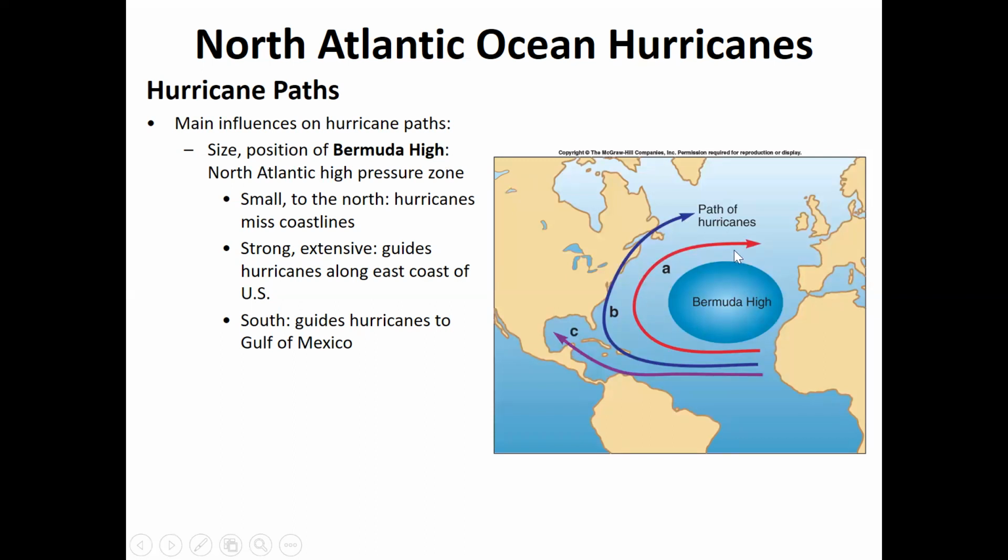And if it's located further to the south, that Bermuda High doesn't really allow the hurricane to turn that much at all, directs it into the Gulf, and it causes the hurricane to hit the Gulf Coast. So it's the extent and location of this high pressure zone known as the Bermuda High.